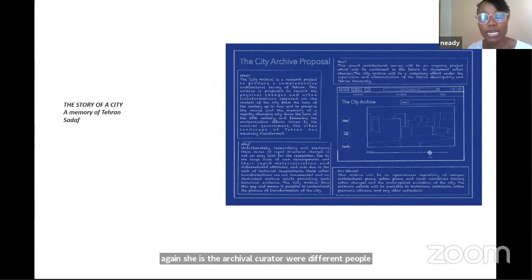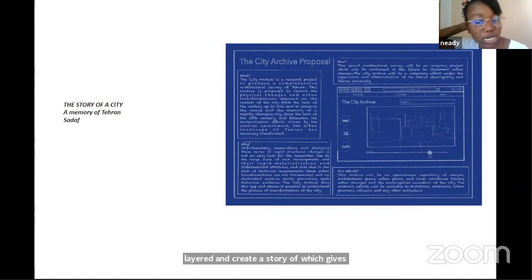And it gives open access to researchers and different curators, or people who want to interact with the city of Tehran. And then this created the archive of the city of Tehran.